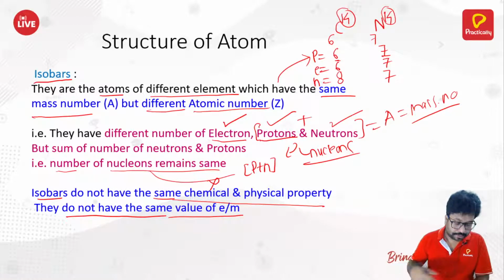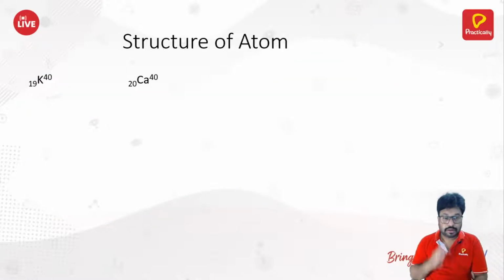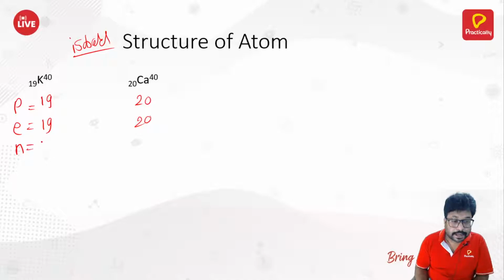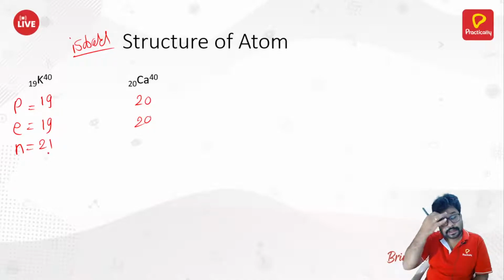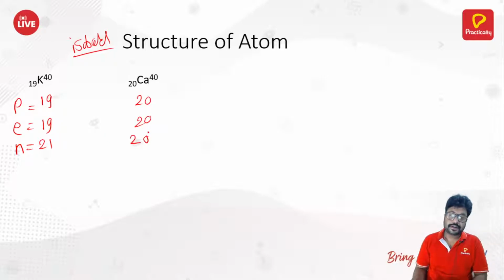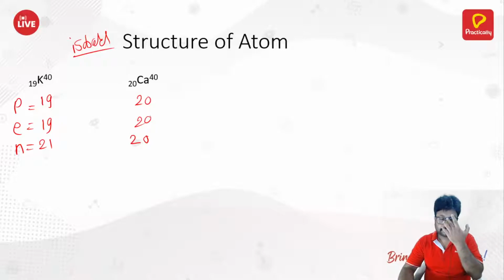Okay, so moving ahead, look at this example. I told you one example there. These are also isobars. Look at here, the number of protons, how many? The number of electrons is 19. The number of neutrons is 40 minus 19, 21, right? Then the number of neutrons, 40 minus 20, how many? 20. See, everything is different. So that is how isobars are. Okay. So that's it for the isobars.